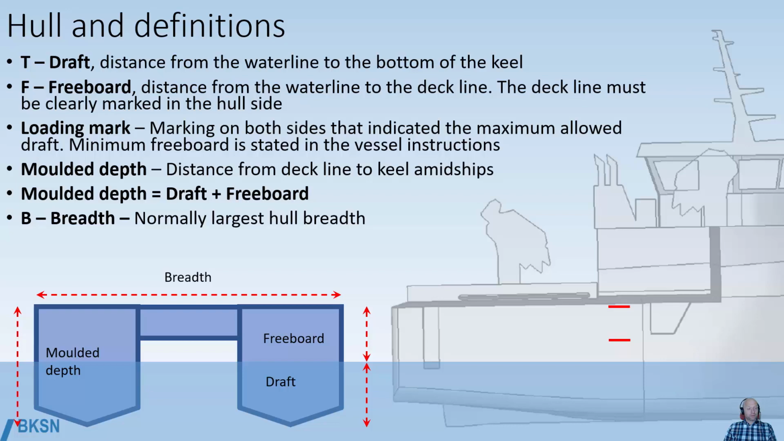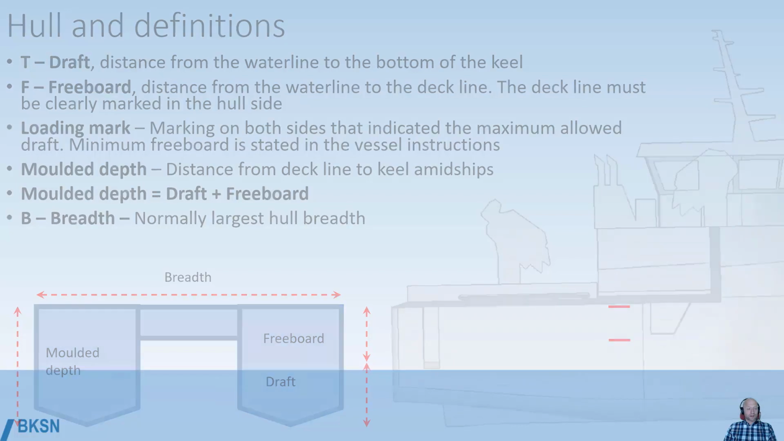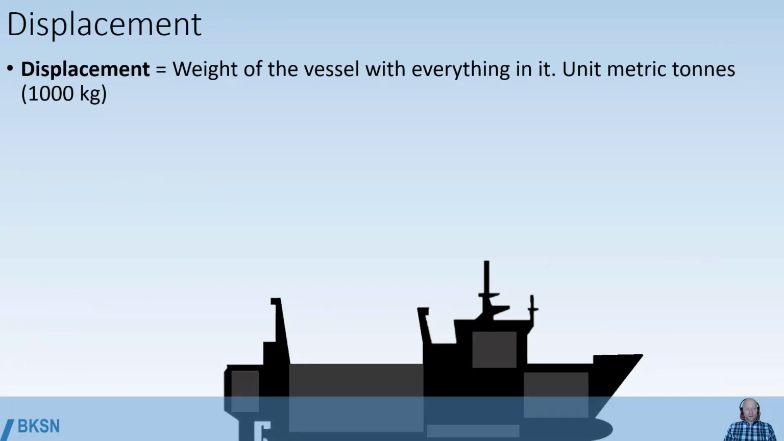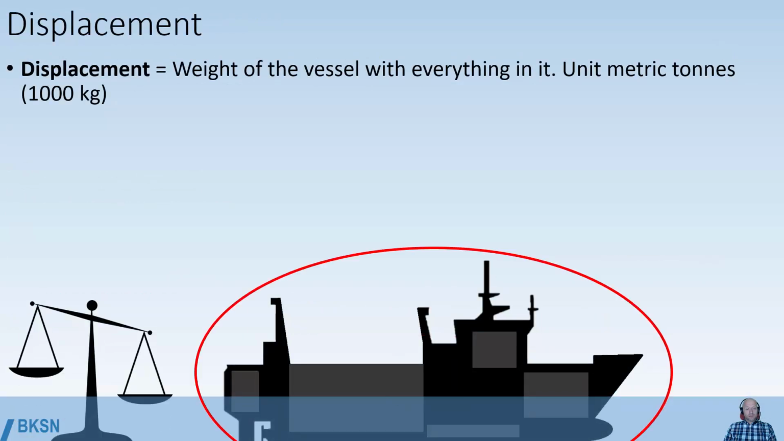B is an abbreviation for breadth or the width. Normally it's the largest width of the hull. Displacement is the weight of the vessel with everything in it. The unit is metric tons of 1,000 kilos.